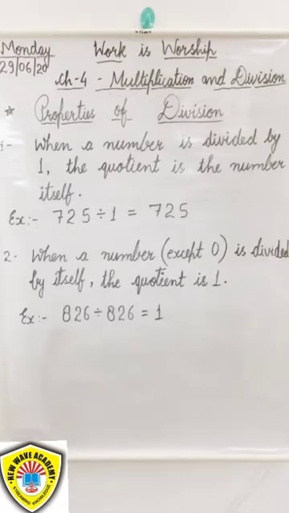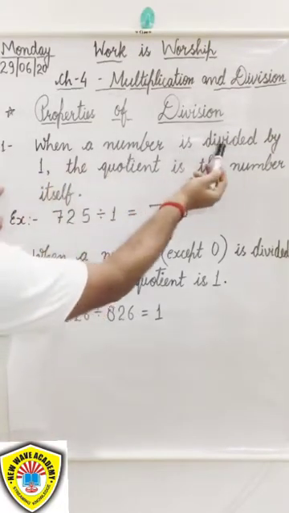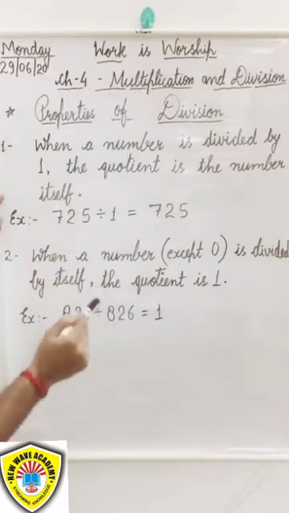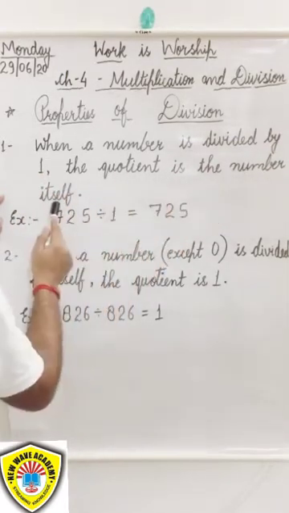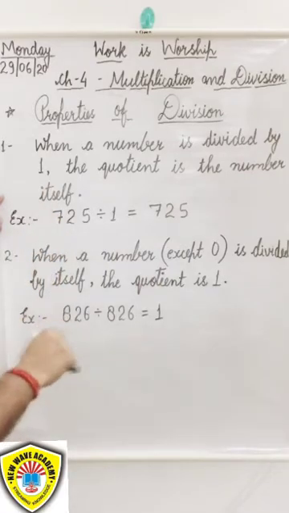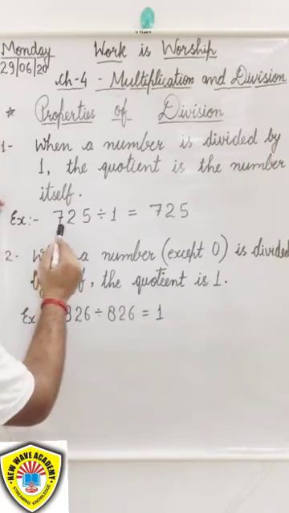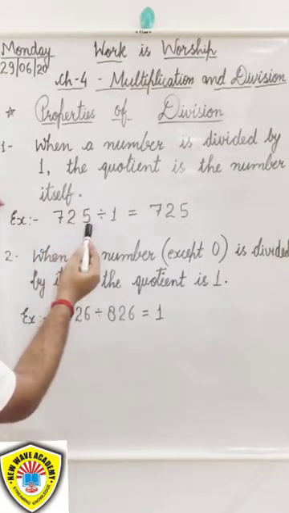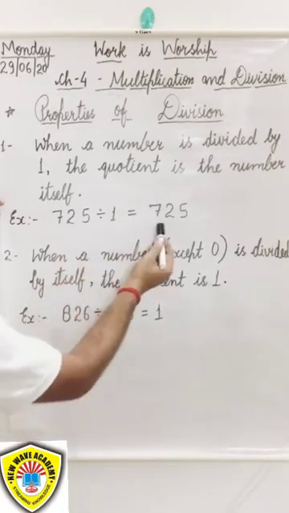Okay. Now students, come to our next topic, property of division. Okay, and our first property of division is when a number is divided by 1. जब भी किसी नंबर को 1 से डिवाइड करेंगे, the quotient is the number itself. तो quotient क्या आएगा? वही नंबर आएगा. Such as we have a number 725 and we will divide it by 1. So what is the quotient we get?